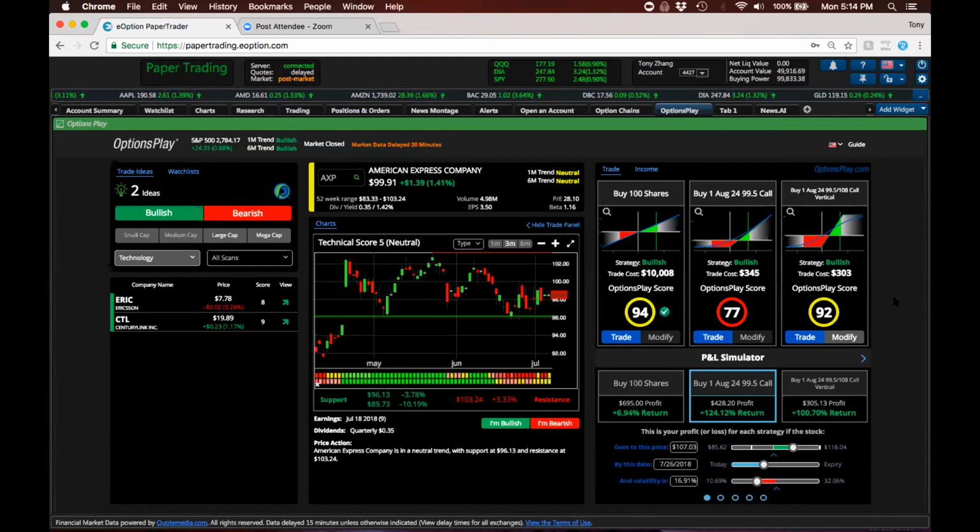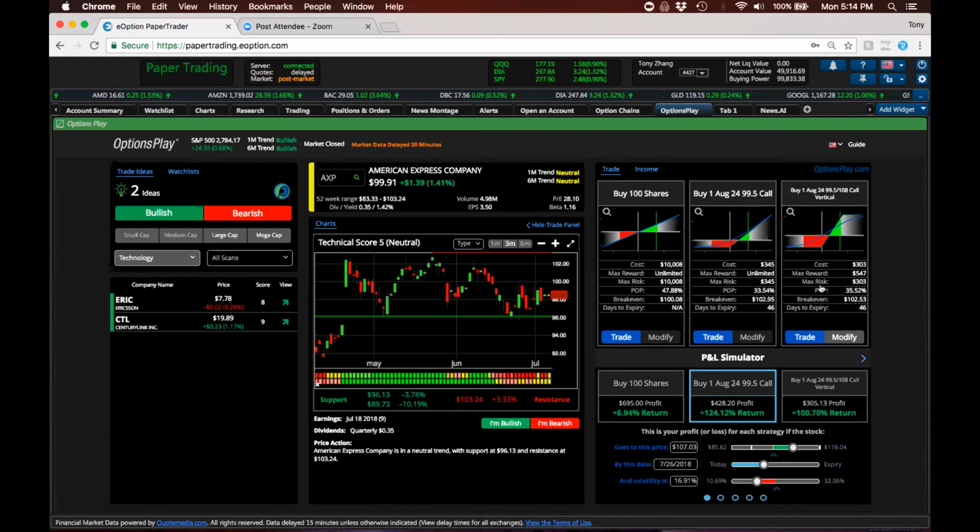I think you're referring to this options play score, and that's a great question. The options play score is telling you what the risk to reward of each strategy is. And the reason we created this is because if you look at a page that looks like this, it tells you that buying a stock has unlimited max reward, but a max risk of $10,000. This call strategy has an unlimited max reward, but a max risk of 345. And this strategy on the right has a max reward of 547 and a max risk of 303. How do you actually compare these three? They're completely different strategies. They have very different max reward, max risks. You can't even calculate a risk reward ratio on these types of strategies.